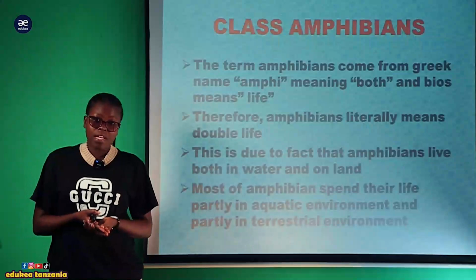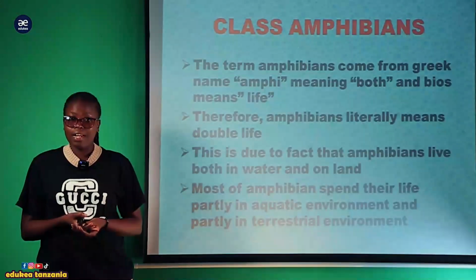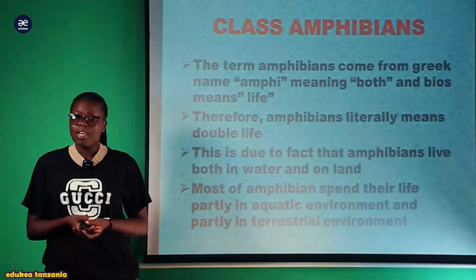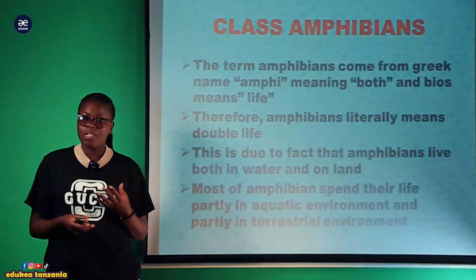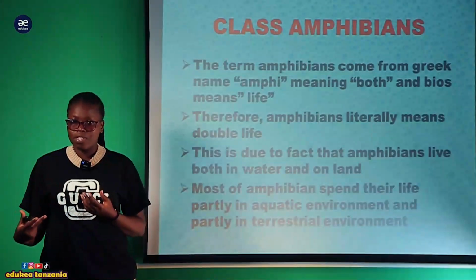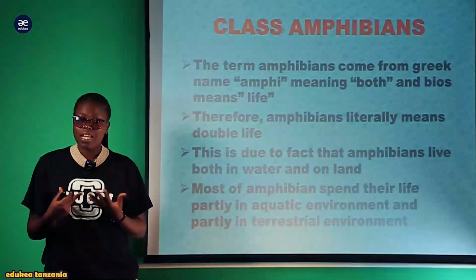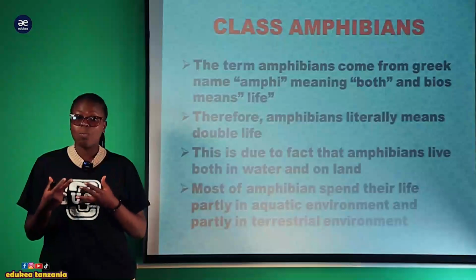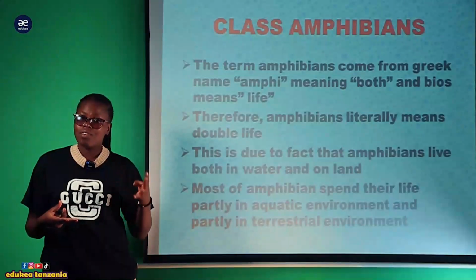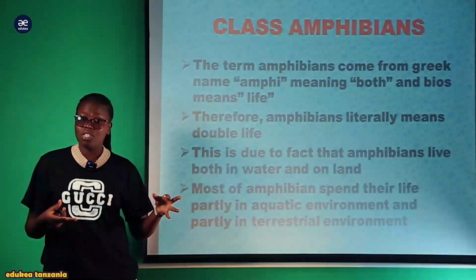When we talk about the Amphibia, this means the organisms which are likely to live the double life, meaning that they tend to live in both environments. They tend to live both in aquatic environment and the terrestrial environment. So these organisms are double life organisms, meaning that they depend on both habitats so as to complete their life cycle. They cannot live independently from water.